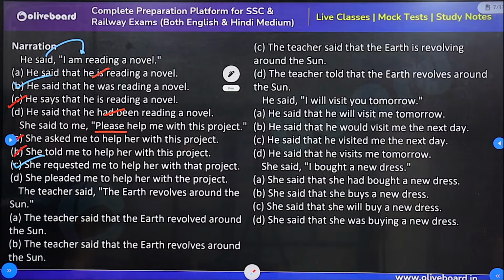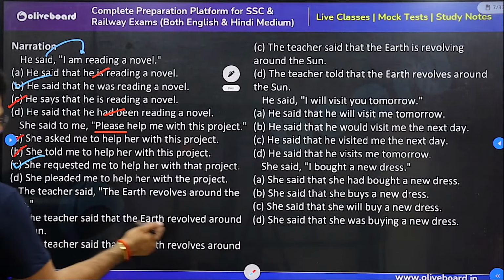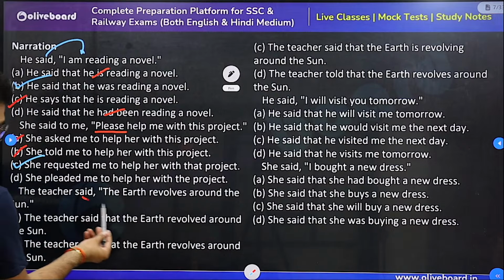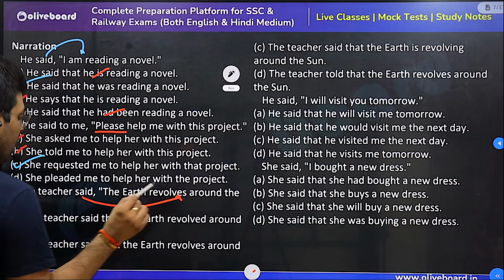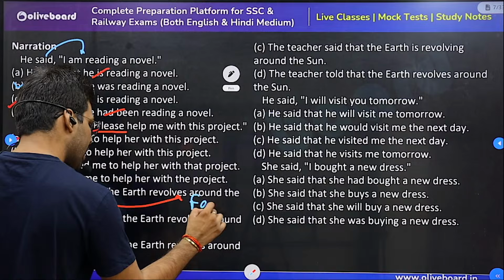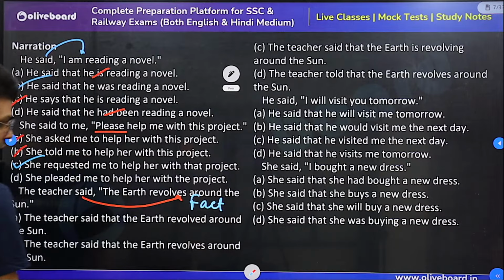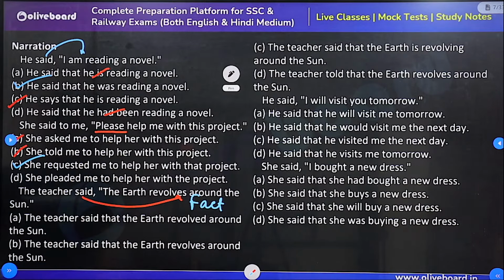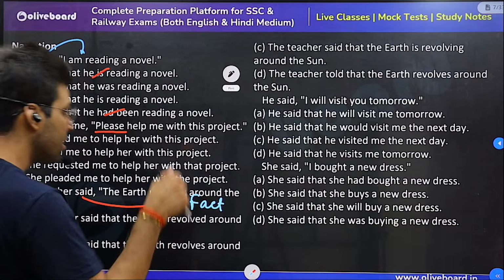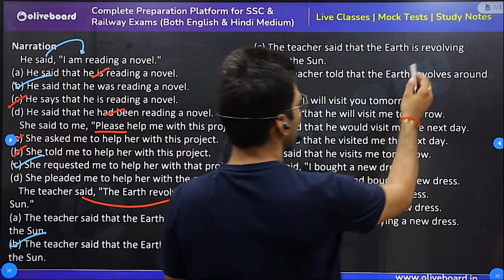The teacher said, "Earth revolves around the sun." Teacher said that the earth revolved. Obviously, we transform present tense into past, but universal truth, fact, and figures need not be changed. The earth still revolves around the sun. The rotation hasn't been changed. So that's a universal truth. That's a fact. Figure remains no change. The teacher said that earth still revolves around the sun. No need to change this.